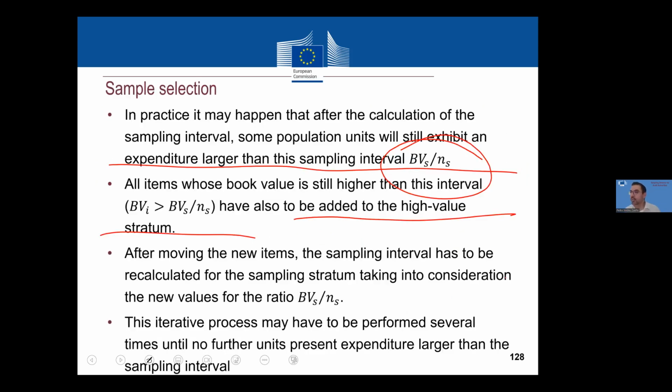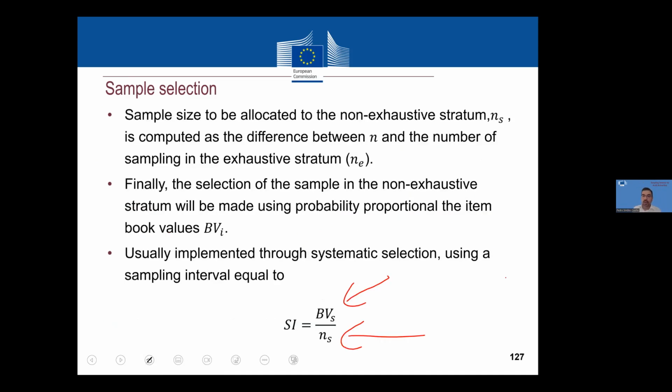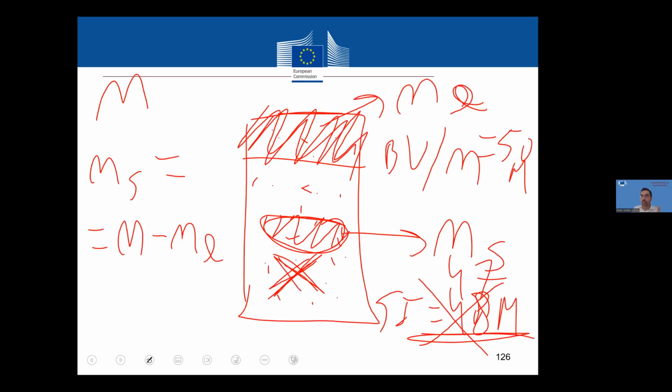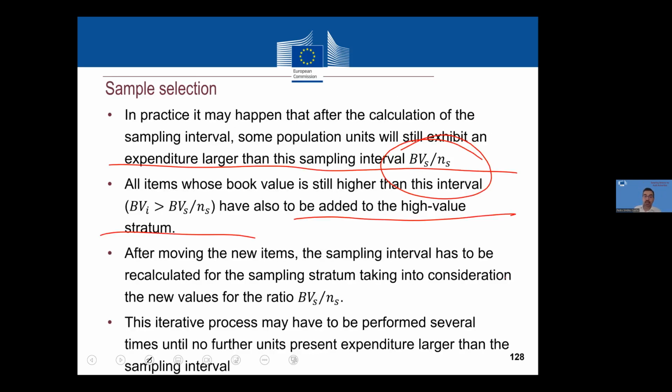So by the end of this iterative process, we reach a situation where we have a certain exhaustive group where all the operations are going to be audited, and a sampling group where we are going to select the sample. Okay. Now let's imagine the sample has been selected. During the numerical example, I will show you at least once the selection of an MUS sample. But now let's imagine the sample has been selected.